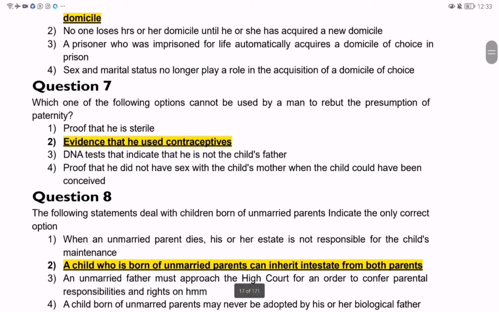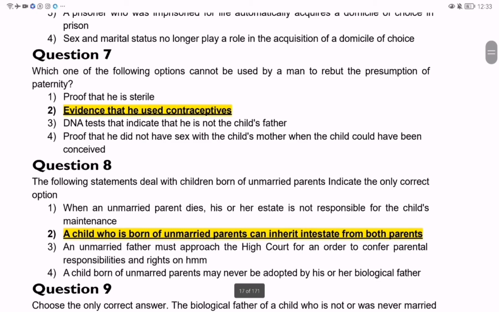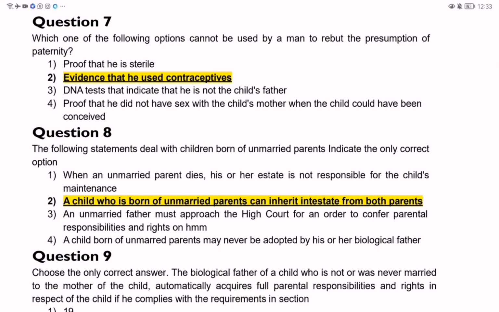Which one of the following options cannot be used by a man to rebut the presumption of paternity? So to rebut, to refuse, okay? So when you write exams, make sure that your English is Englishing, because you will fail because you don't understand the question. The question says, which one of the following options cannot be used to rebut, to refuse that he is the father, to go against the notion that he is the father. Like, evidence that he used contraceptive cannot be admissible to say that they used contraceptive, so they are not the father. Contraceptives are not 100% accurate.